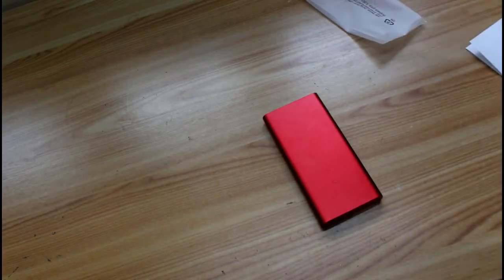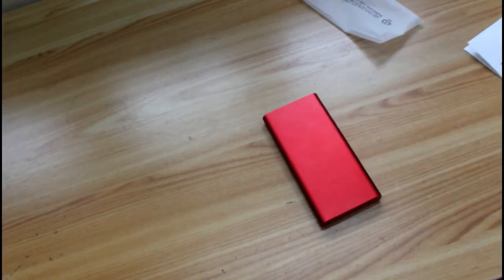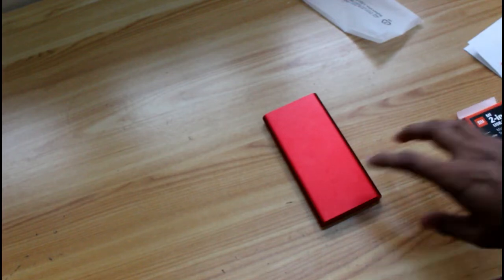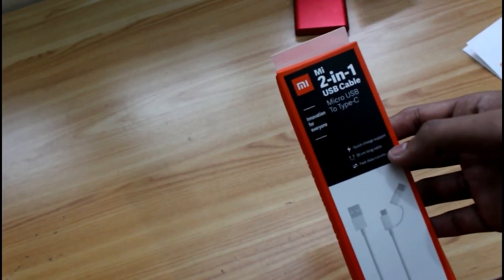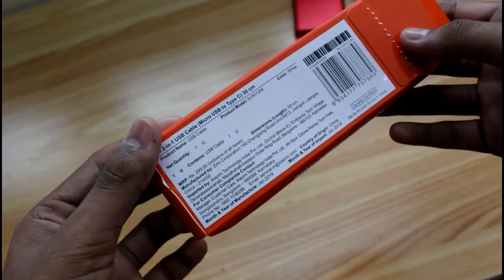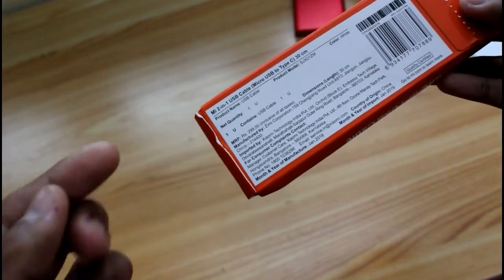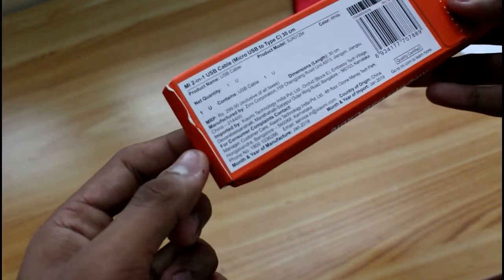After saying that you are getting a micro USB port, many smartphones have a type C port. So that's why let us take this cable, that is the MI 2-in-1 USB cable. You could see right here, you could convert from micro USB to type C. At the back, you have some detailing over here. The MRP price is over 300, but I paid about 160 for this product.